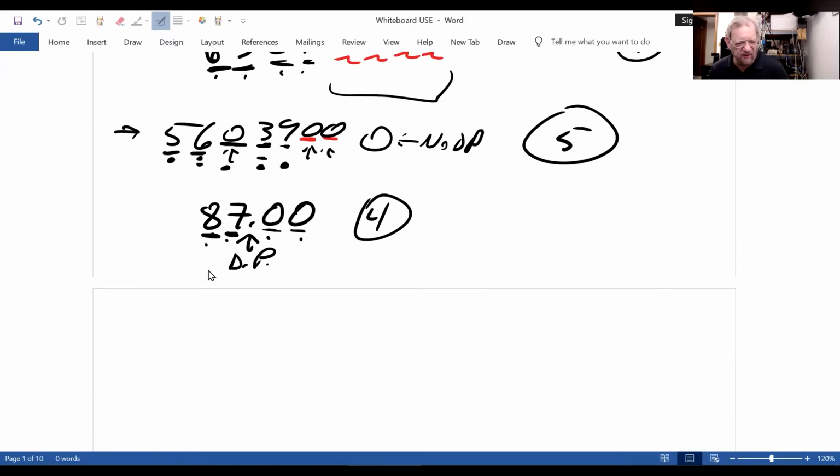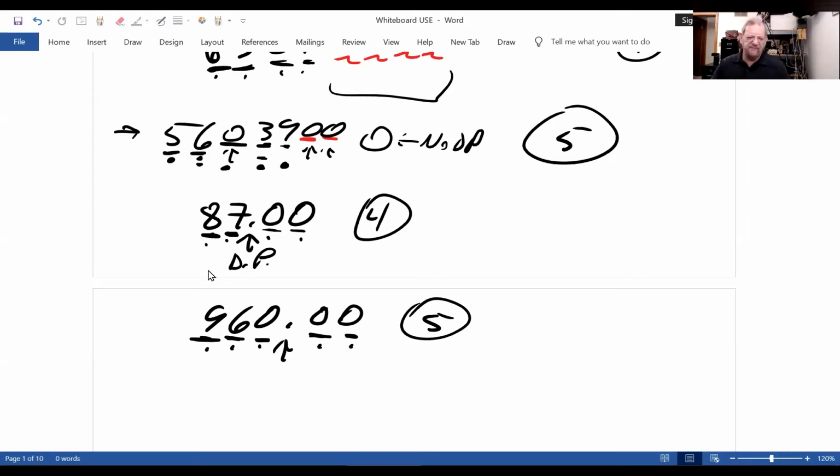Let me do another one. If we look at this number, all non-zero numbers are significant. 1, 2. Oh, look, we have a decimal point. We already know these are significant, and turns out this is significant too. So this would have 1, 2, 3, 4, 5. And therefore, this would be 5 significant figures.